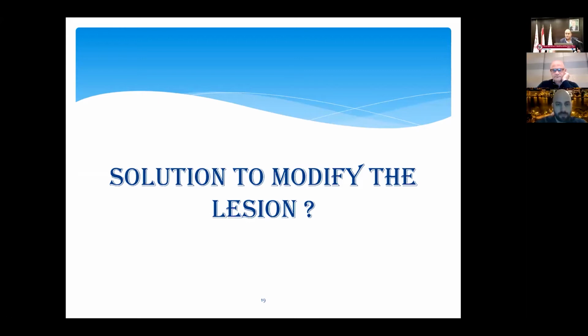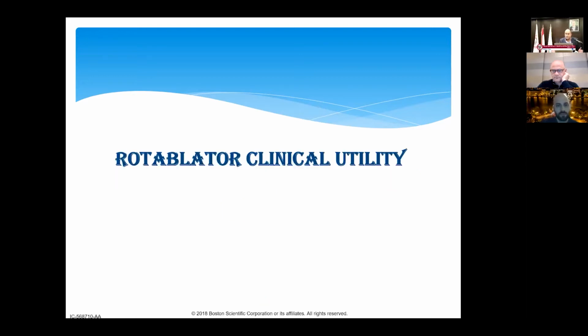So unless, if I have the OPN balloon, I think after the difficulty to cross with the mother and child, I will not use the OPN balloon because it will be very difficult to cross the lesion. So many solutions to modify the lesion here. I will go to some review of literature in treating such lesions. I will return back to our case. One of the possible solutions for this patient is rotablator.